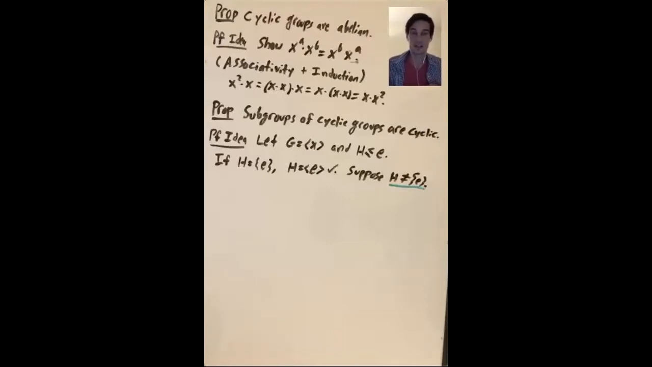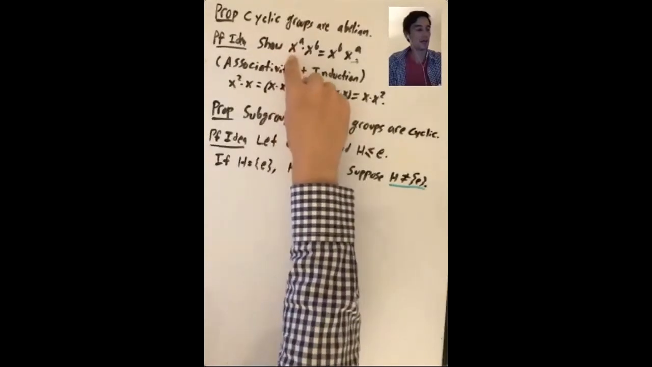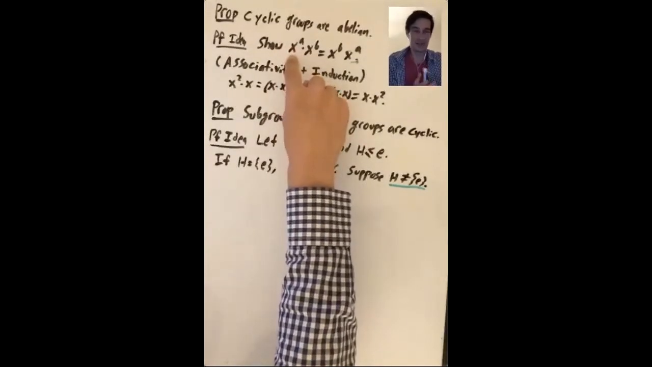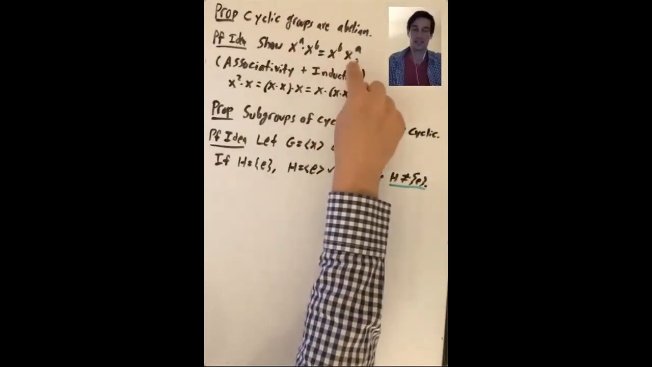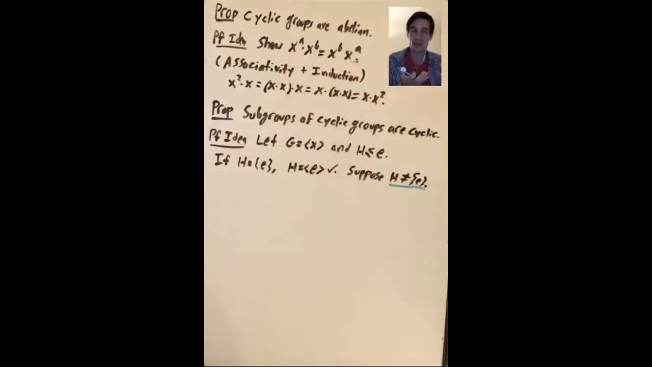I want to talk about two important properties of cyclic groups. First, cyclic groups are abelian. How do you show that? Well, what does an element in a cyclic group generated by x look like? It's x to some power. So if you have x to one power times x to another power, it's the same as if you switch the order. To do this really rigorously, you have to show that x to the a times x to the b equals x to the b times x to the a. So how do you really do this? It's associativity plus induction.